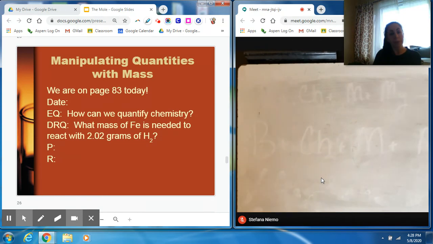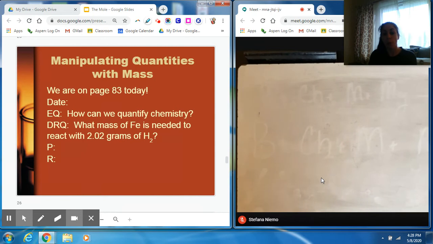So today we're on page 83 in your notebook, and you can go ahead and write down the DRQ. You'll notice we're still answering that same question. How can we quantify chemistry? Because we're still worrying about how to make predictions using calculations and math. And then the DRQ, though, is very complicated now, right? It's not just, how many molecules or how many moles.